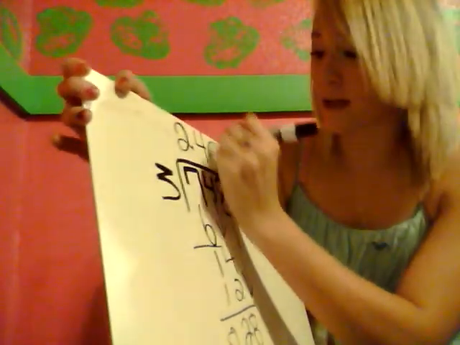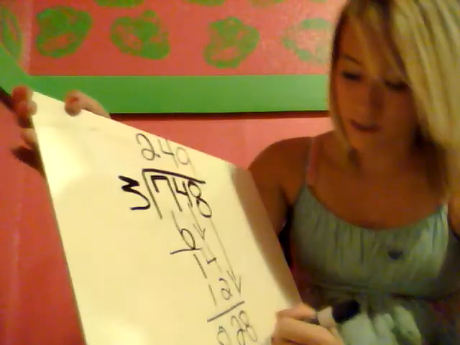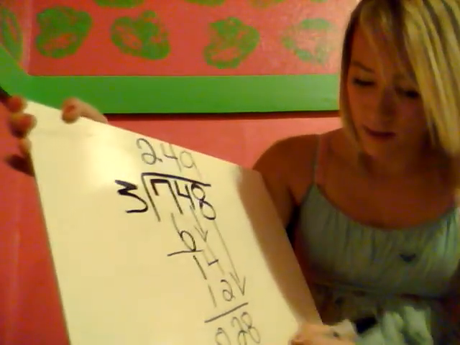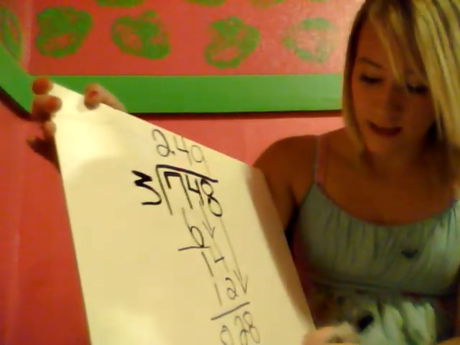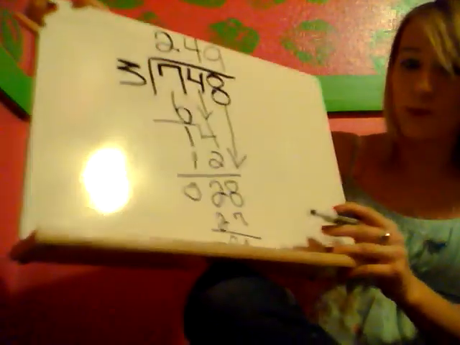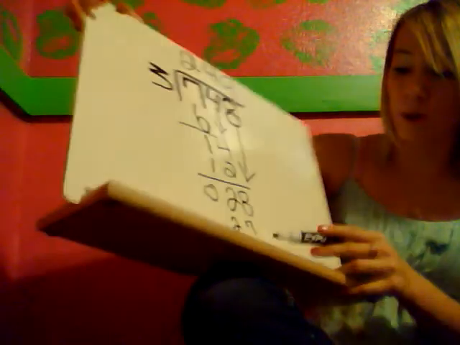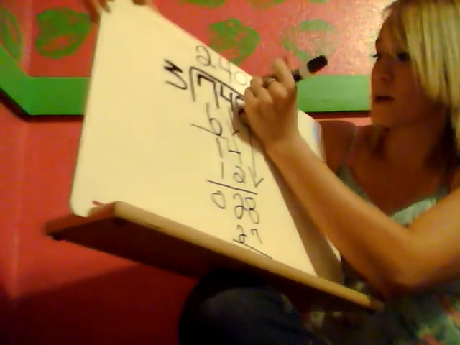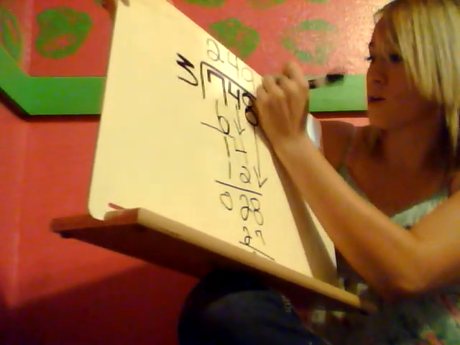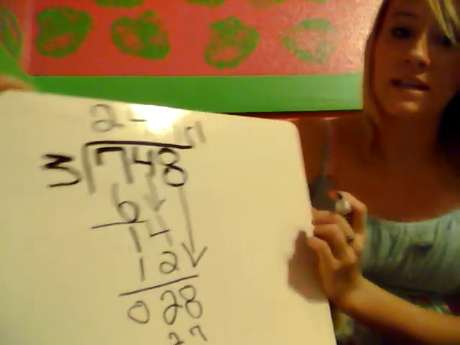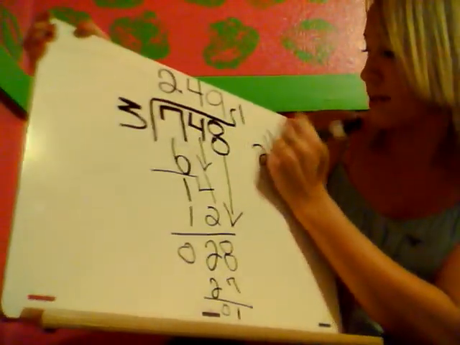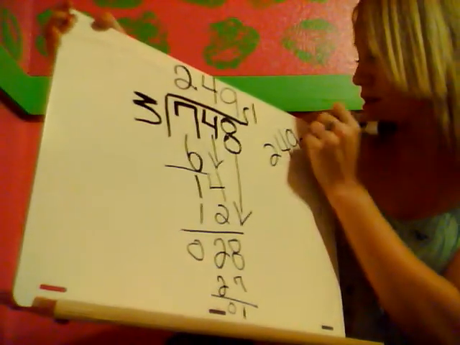So you put the 9 above the 8, and 3 times 9 is 27. You subtract that, and you have 1 left over. So that would be your remainder. So you would come up here and put R with the 1. So the answer to this problem is 249 with the remainder of 1.